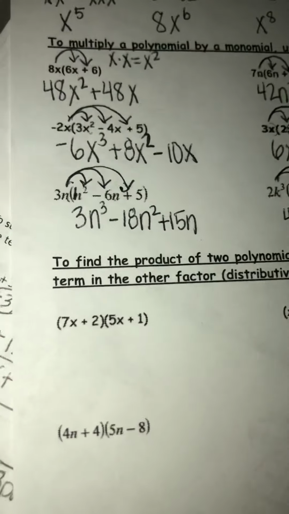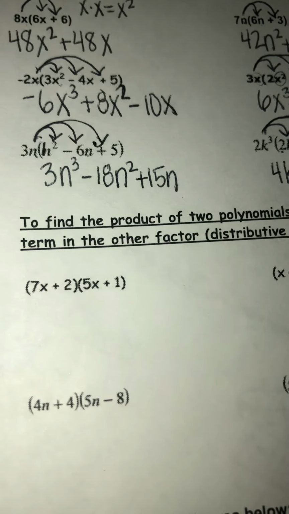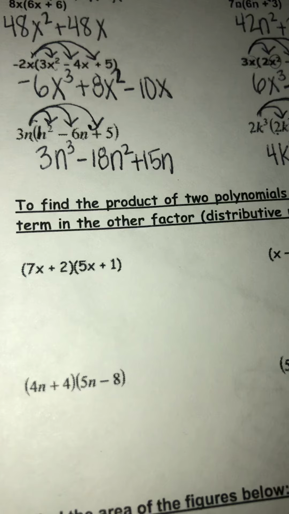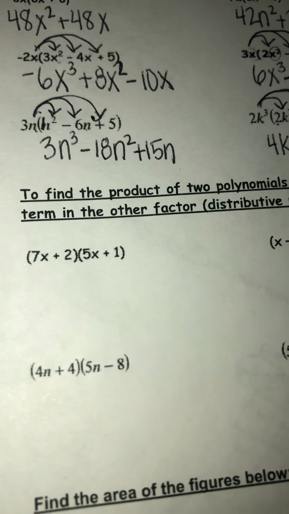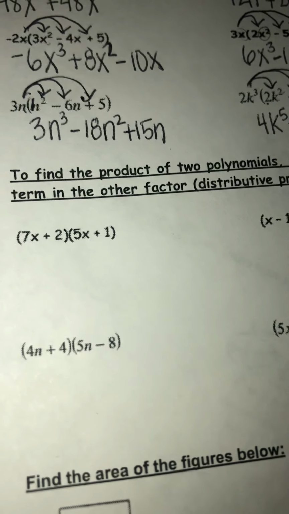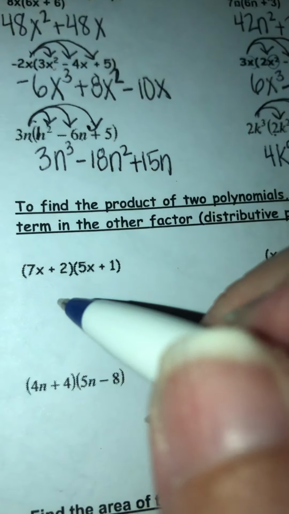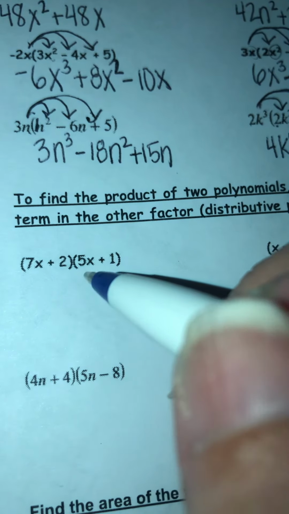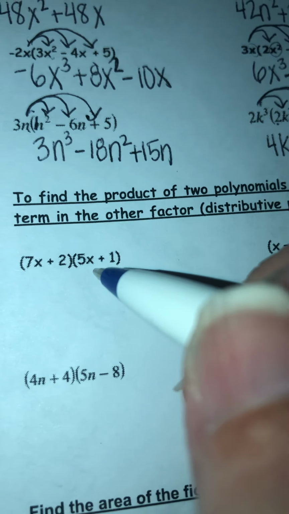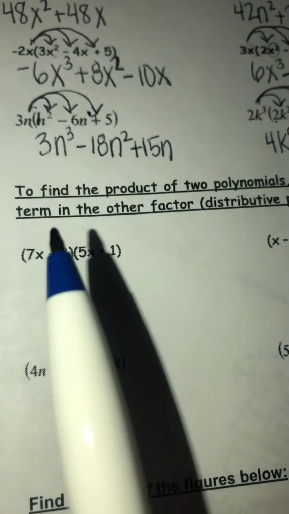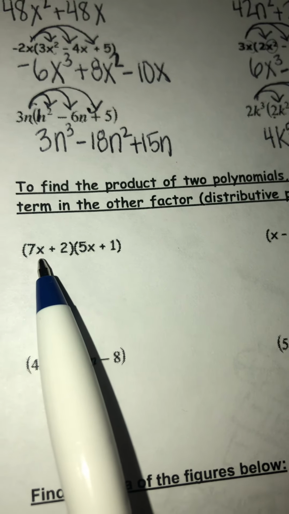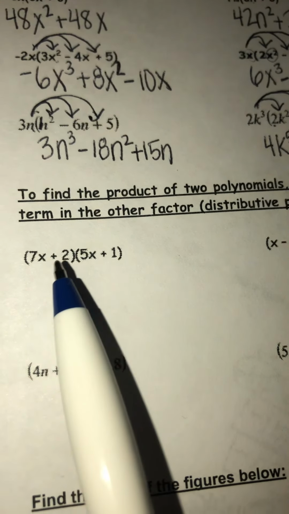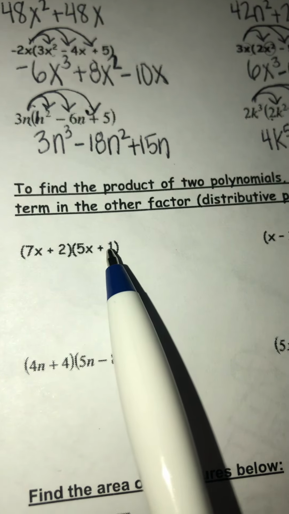So once you're done multiplying, you need to check and see if there's anything you can put together that looks alike. So we're kind of doing a little bit of new stuff and then attaching the stuff that we did last week as well. So the first example here, I have 7x plus 2 times 5x plus 1. So I'm going to take this first term, 7x, and I'm going to multiply by each term over here.